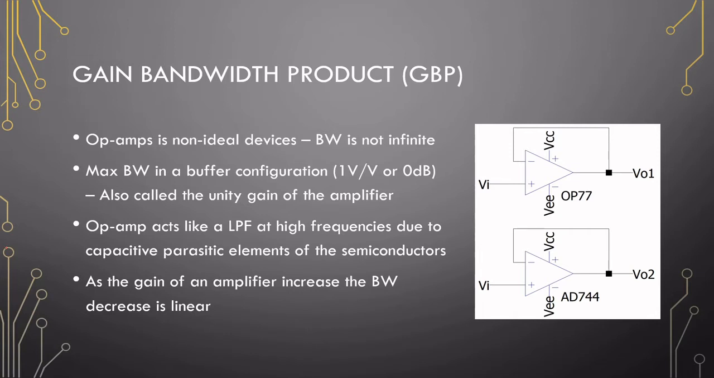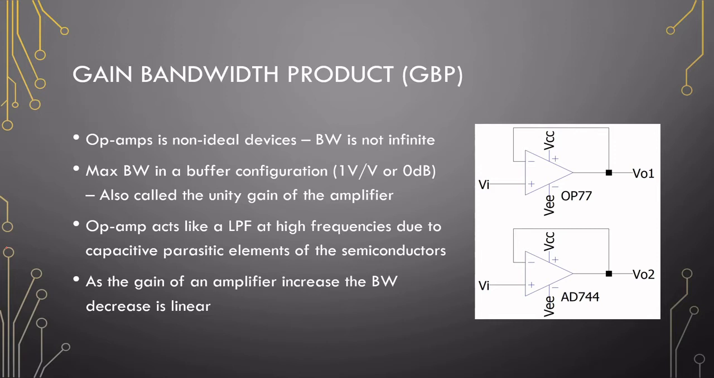Now, op amps are non-ideal devices. In the beginning, we said that the bandwidth of the op amp is infinite. This was to make our life easy when doing derivations. Now, the bandwidth is not infinite. An op amp has its maximum bandwidth when it's configured as a buffer, so when the gain is 1 volt per volt or 0 decibels. This is also called the unity gain of the amplifier. Unity meaning 1. So when the gain is 1, we find our maximum bandwidth.